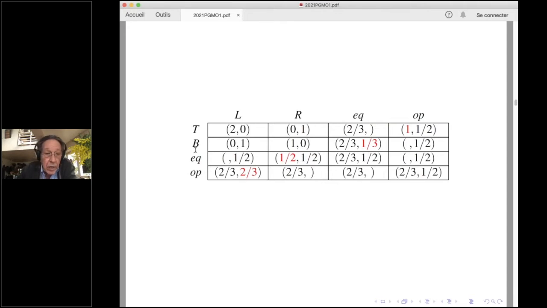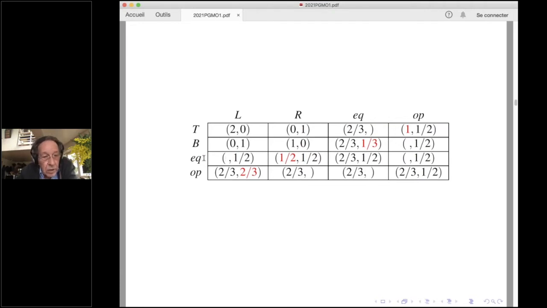Okay, the equilibrium strategy of player one gives a constant payoff to player two. The equilibrium strategy of player two gives a constant payoff to player one. The optimal strategy of player one gives him a constant payoff. The optimal strategy of player two gives him, player two, a constant payoff.